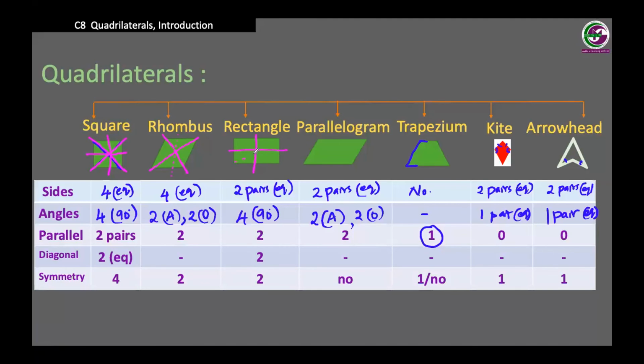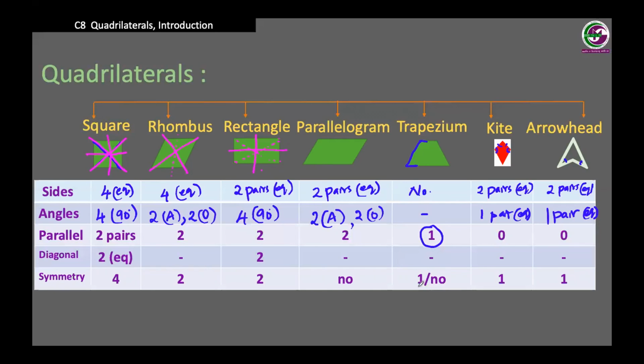Don't think this is a symmetry. This is not. Also, this is not a symmetry because when you fold it, this will come and touch here. This is not equal to this. So for a rectangle, there are only 2 lines of symmetry. Students used to make mistakes saying that there are 4 lines of symmetry. It is wrong. Parallelogram, by the way, there is no symmetry at all.